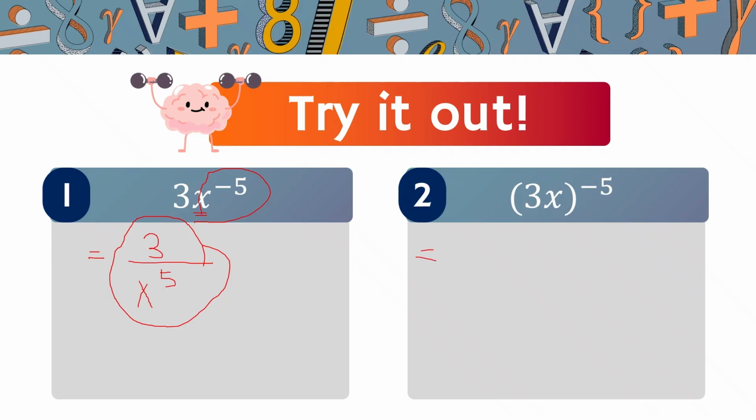What about this second example? We have (3x) raised to negative 5. So remember, we will get the reciprocal of the base, and our base here is the entire 3x. And by getting the reciprocal, we will have 1 over 3x raised to negative 5. We will make it positive. And our answer is 1 over (3x) raised to 5.